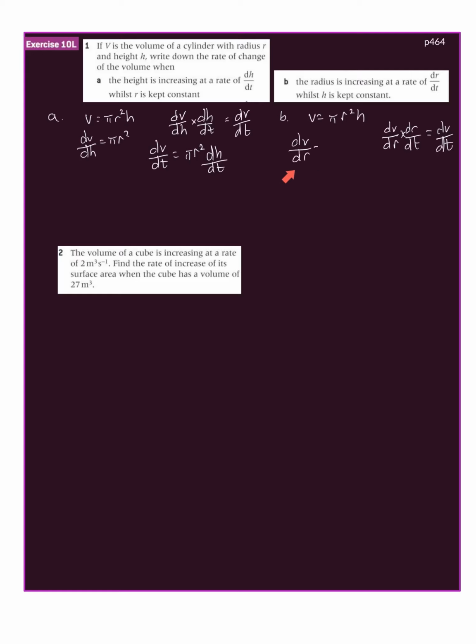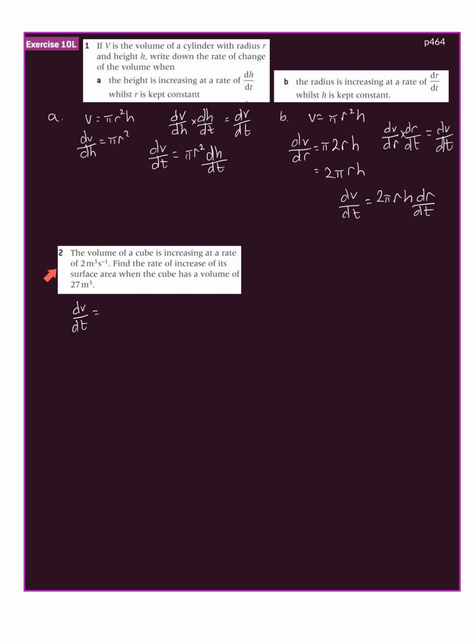So here we're going to do dV/dr, because r is increasing at a rate. That's the variable. So we've got pi times 2r, times h, 2 pi rh. And putting it all back in, we've got dV/dt. So it's dV/dr, which is 2 pi rh, times dr/dt.